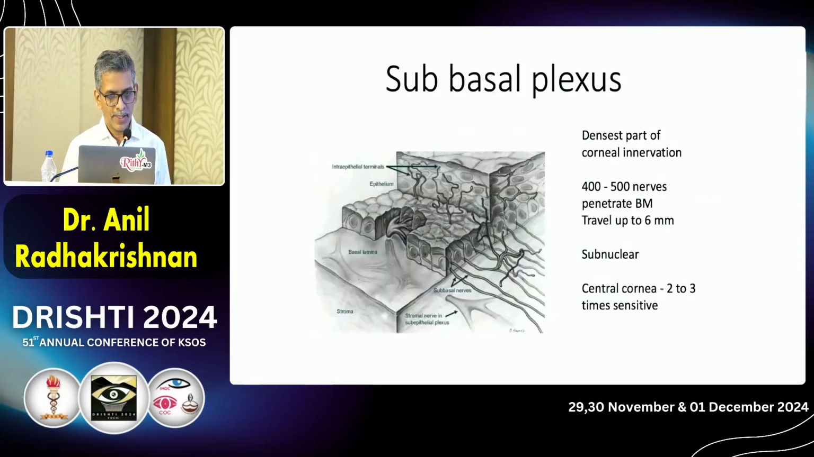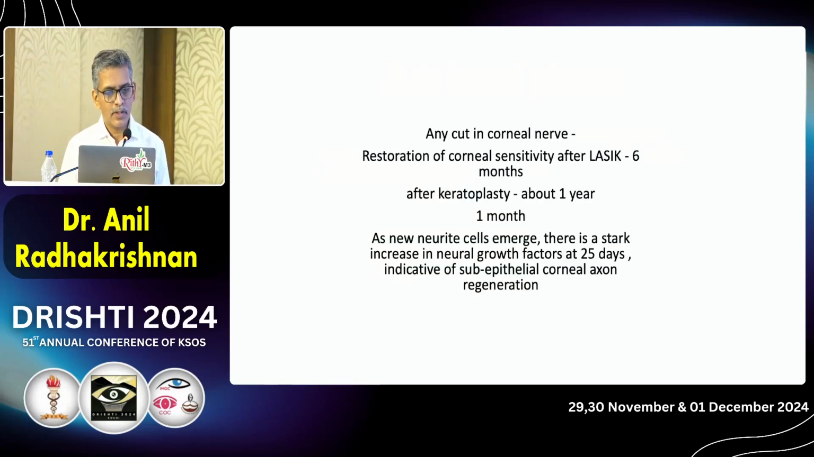Before we go there, just a glance at the cornea. We have a very prominent subbasal plexus in the cornea. The cornea is the most sensitive structure in the human body. If our periocular skin has X sensitivity, the cornea has 300X, or a minimum of 100X. It is about 4,000 nerve terminals per square millimeter and is exquisitely sensitive. So any cut in the corneal nerve, there will be some amount of dysesthesia.